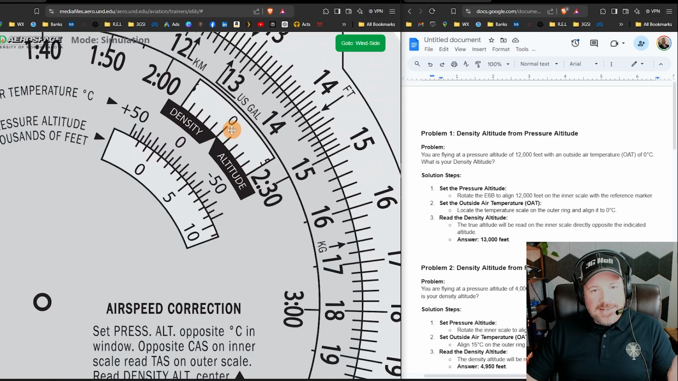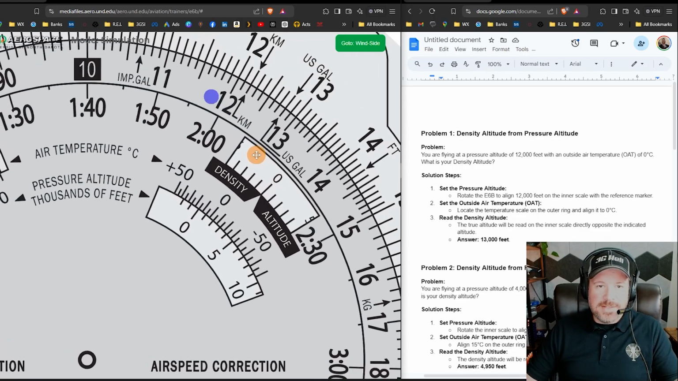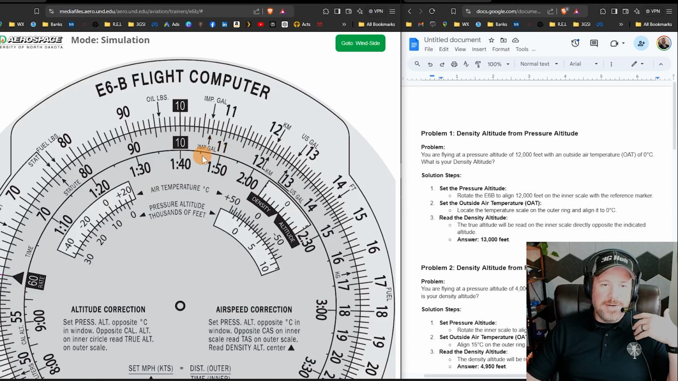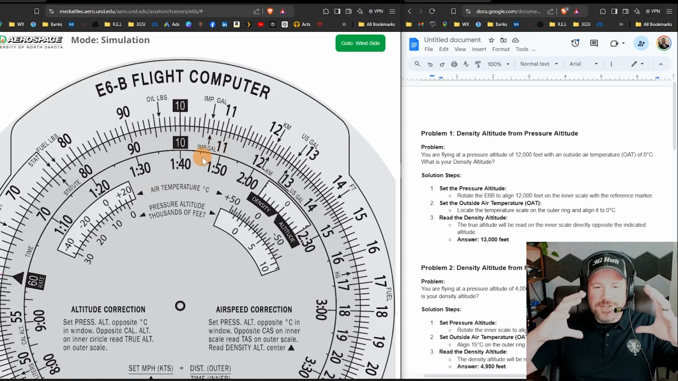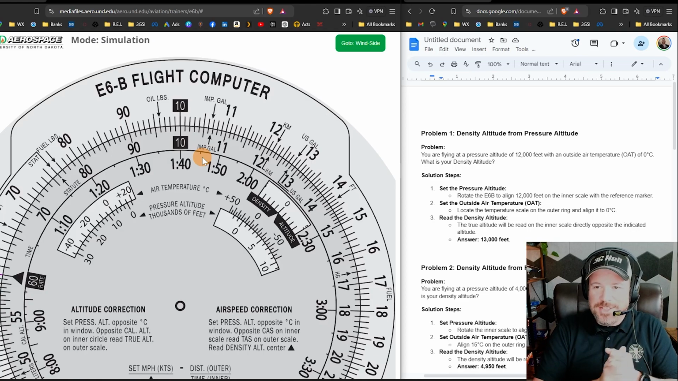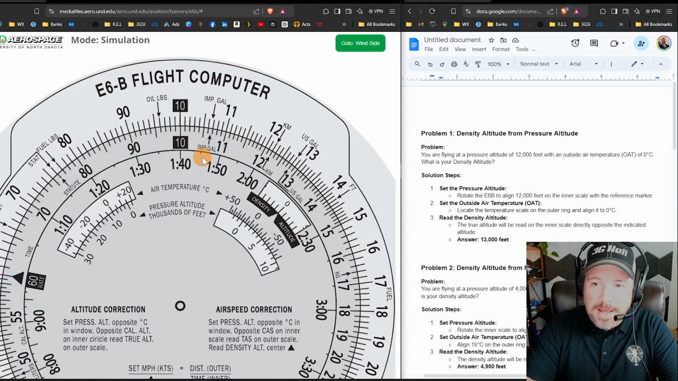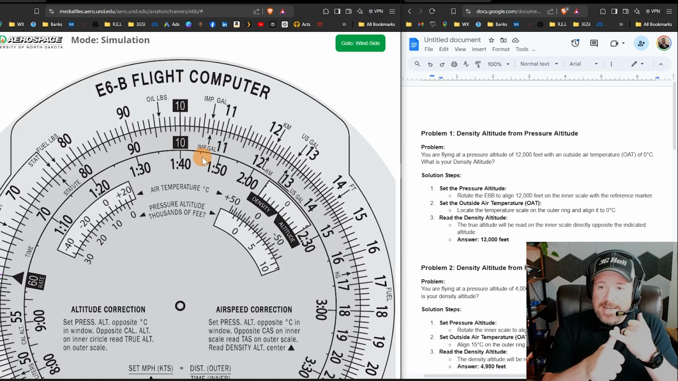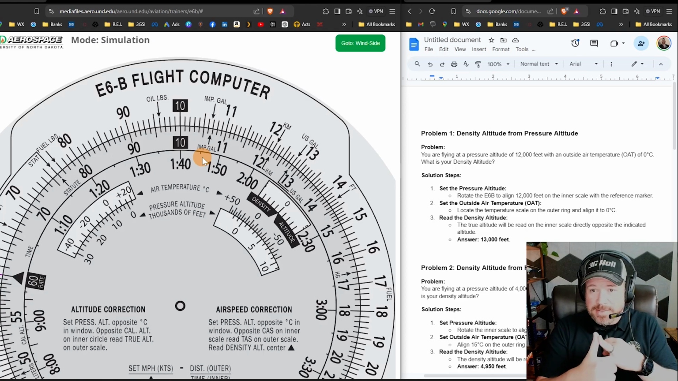And also at that sea level, you'll have a density altitude of 0. So this is the standardization, making sure that your whiz wheel is calibrated, a quick, easy check. So let's just jump right in. The first problem, we want to get density altitude from pressure altitude.